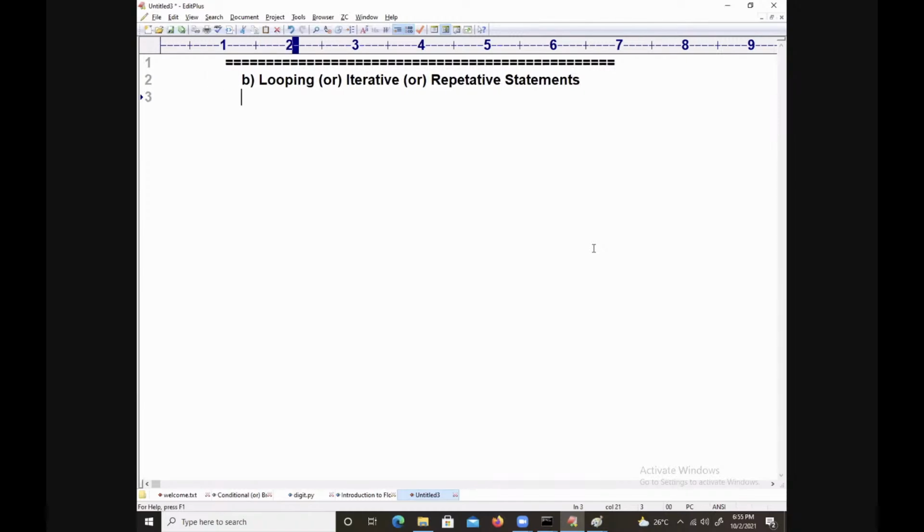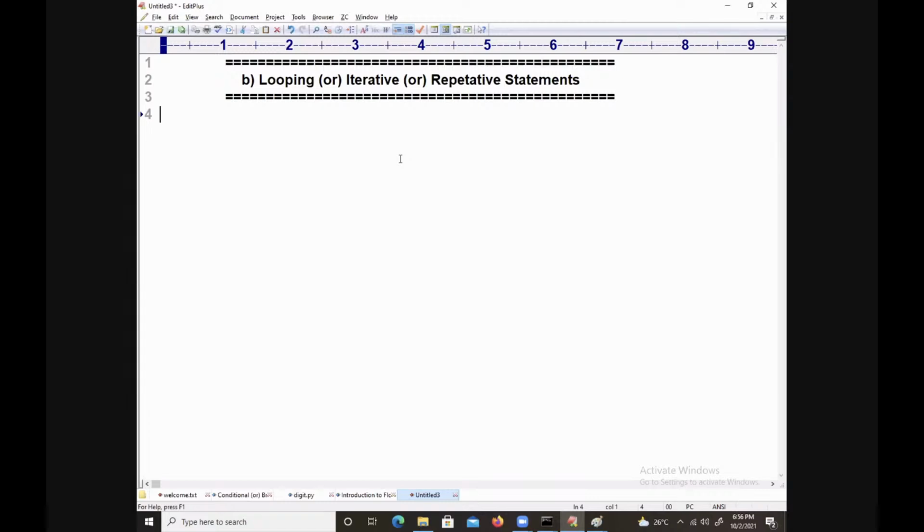What are looping statements? How are these looping statements useful? What is the purpose of these looping statements? The name itself says it. Looping means repeated, iterative. Iterative means repetition. For how many times? Lifelong? No. For a finite number of times. Up to what? Until the condition is false.